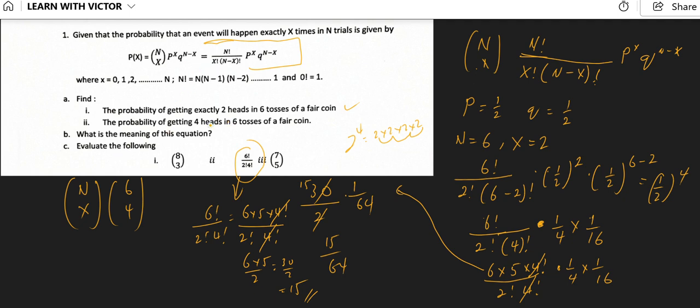What is the meaning of this equation? The equation simply gives the probability of getting exactly x successes in n independent trials where only two outcomes, success and failure, occur. So that is the simple meaning of that equation.